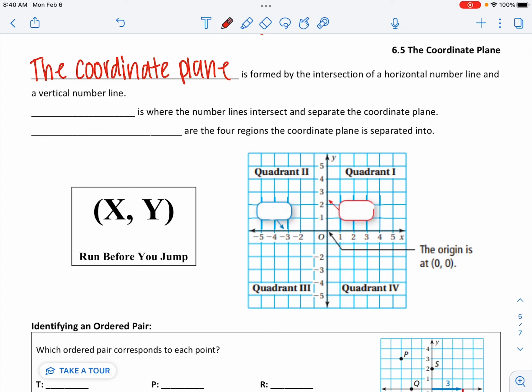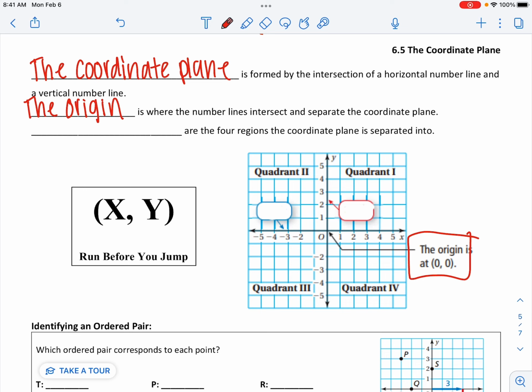The origin is where the number lines intersect and separate the coordinate plane. So the origin is right there in the middle, and you can see that is 0, 0. That is where you start every single time. So you're used to starting in the bottom left. Now you start at the center, right at 0, 0.